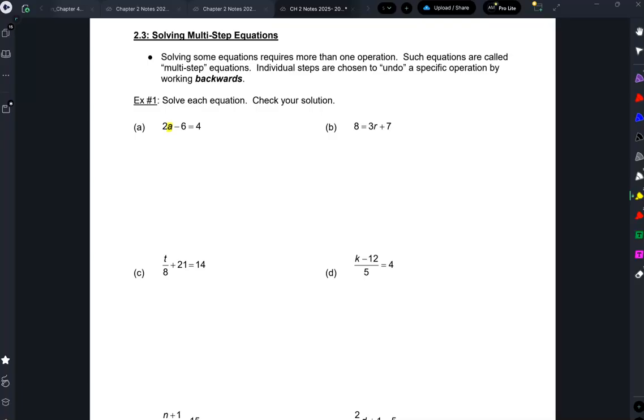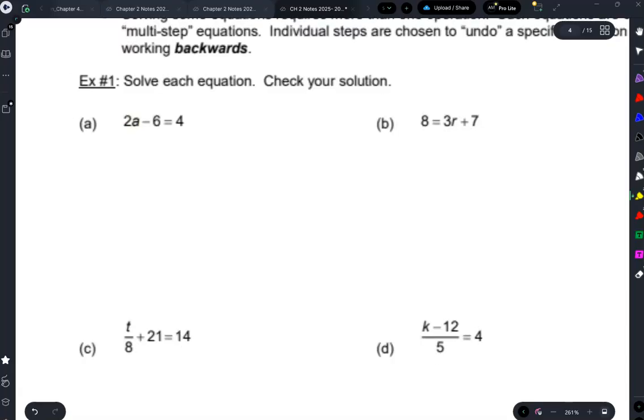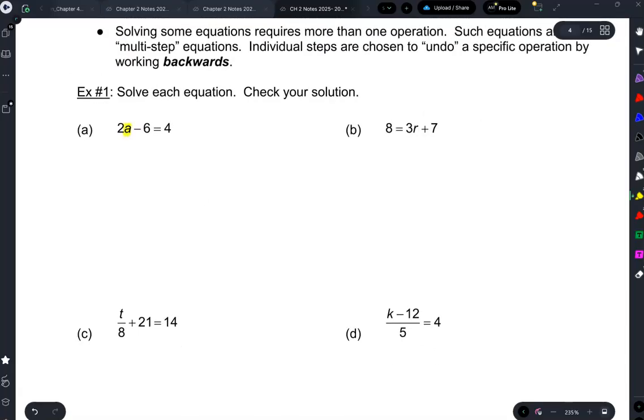Now with PEMDAS, if you have multiplication and subtraction, which one do you do first? Multiplication. When you're solving equations, it's opposite of PEMDAS. So you do subtraction and addition first, then the multiplication and division. So here, to get rid of the negative 6 first, we're going to have to add 6 to both sides. So I get 2a equals 10.